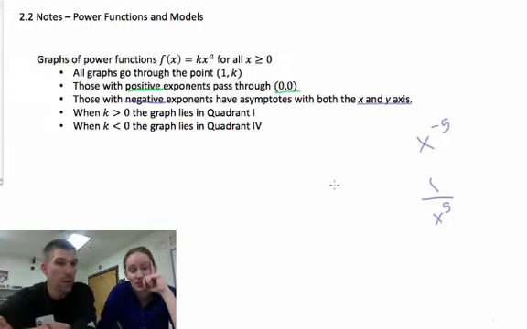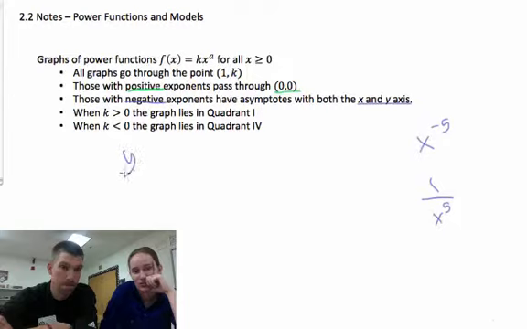When k, your constant, is greater than 0, the graph will be totally in the first quadrant because everything's positive. And if k is negative, then everything will be in the fourth quadrant. Is that really true? Are we saying that y equals 2x squared lies only in the first quadrant?